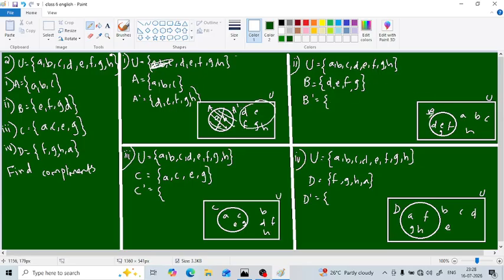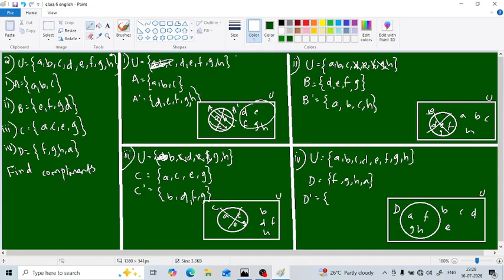Okay, so here D, E, F, G are the elements that are present in B. So ignoring that, what will form our B complement? A, B, C and H form our B complement. In other words, here D, E, F, G can be cut. Then what are the remaining elements? A, B, C and H. Okay. Similarly here A, C, E, G form the Venn diagram of C. So A, C, E, G can be avoided. Then what will be the remaining ones? B, D, F, H. B, D, F, H form the C complement.